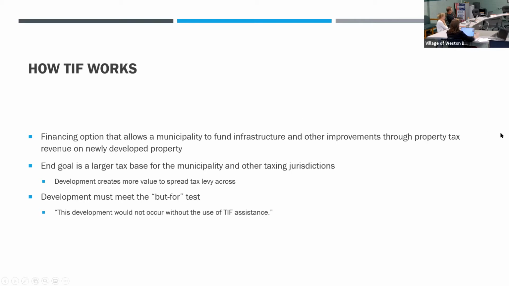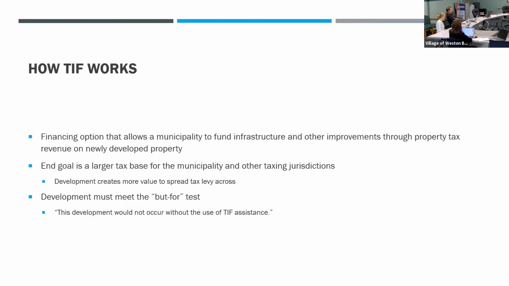So to do that, the development must meet the but-for test, so we can't just do it for fun. It needs to be, this wouldn't happen if it didn't have TIF assistance. So it can be applied kind of broadly depending, but generally if someone's sitting there and is developing everywhere and comes in and says, I won't do this without TIF assistance, the village has to kind of decide, does this actually meet this, or is it not really applicable?